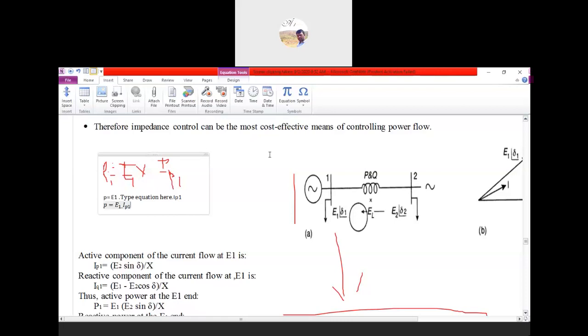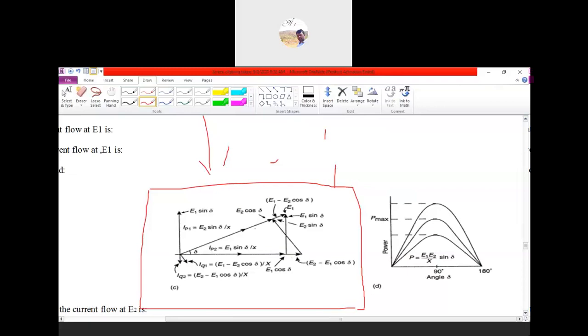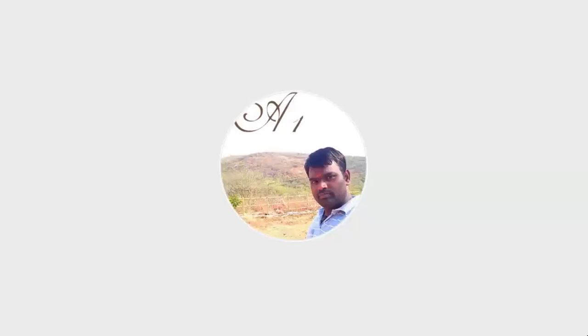So here we are considering two generators, generator 1 and generator 2. Generator 1 has a high amount of power compared to generator 2. Whatever power is generated will flow to the load side, and the remaining power is transferred to the other generator.